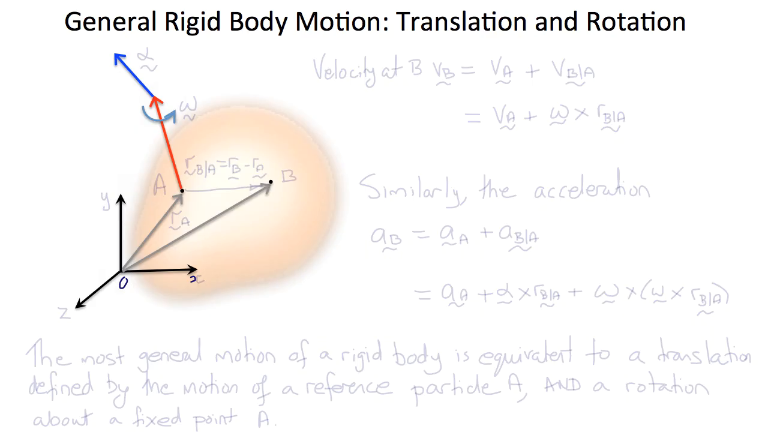So far, we've considered rigid body rotations. Now let's consider a general rigid body motion, which would consist of a translation and a rotation.